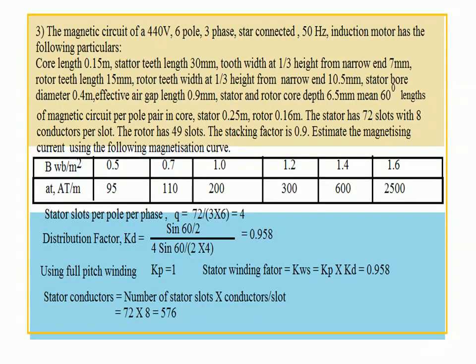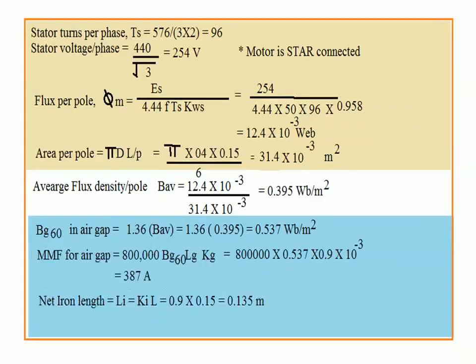Third problem, you have to calculate stator slots per pole per phase, Q equal to 4, distribution factor KD equal to 0.958. Angle of chording is not given, therefore we are assuming full pitch winding, Kp equal to 1. Hence KWS equals 0.958. Total stator conductors equals number of stator slots times conductors per slot. Stator turns per phase, TS equals total conductors divided by 6. Stator voltage per phase, the motor is star connected, therefore EP equals EL by root 3.